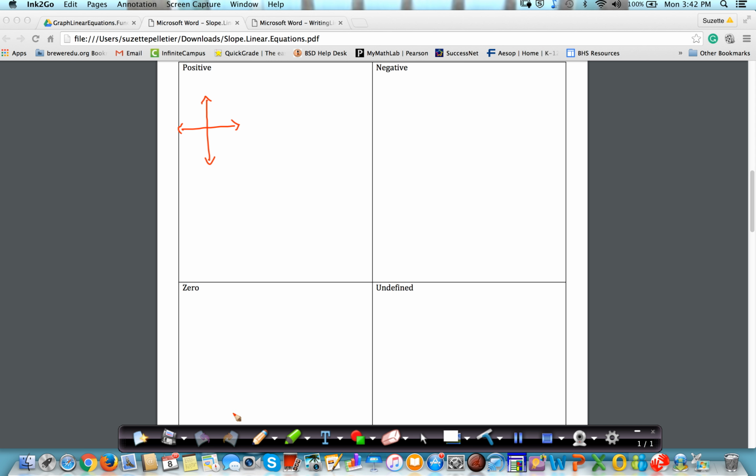Okay. Positive slope is when the line is going up, traveling up from left to right. So as I'm reading on my page from left to right, as I'm going across the page, my line is going up. Okay? So that's an example of a positive slope.